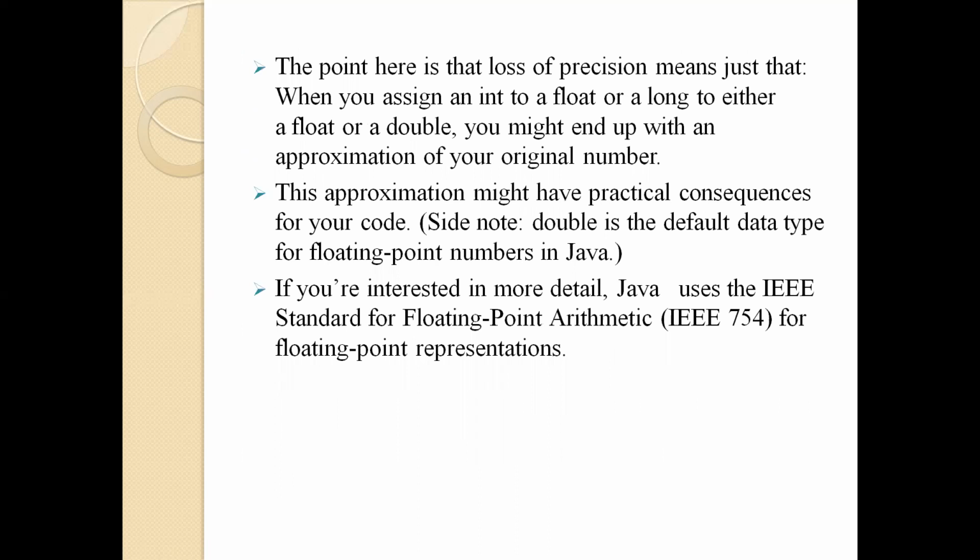Now the point here is that loss of precision means just that: when you assign an int to a float, or a long to either a float or a double, you might end up with an approximation of your original number. The approximation might have practical consequences for your code. Side note: double is the default data type for floating point numbers in Java. If you're interested in more details, Java uses the IEEE standard for floating point arithmetic for the floating point representation.